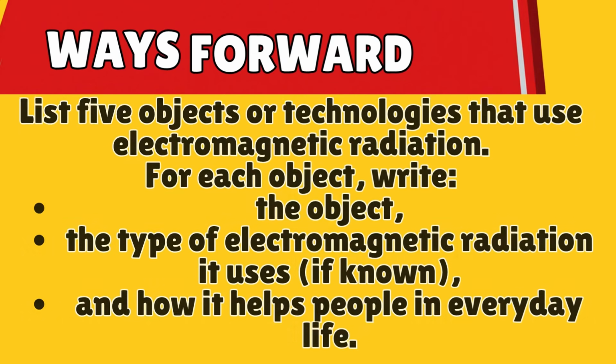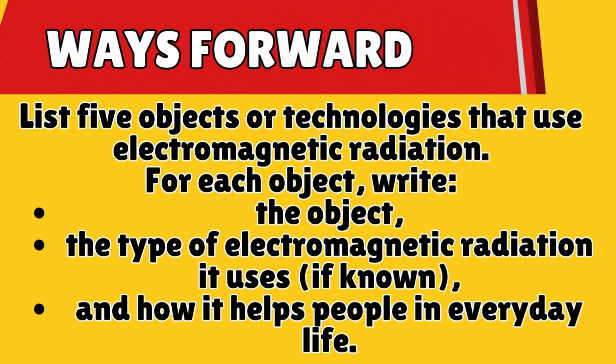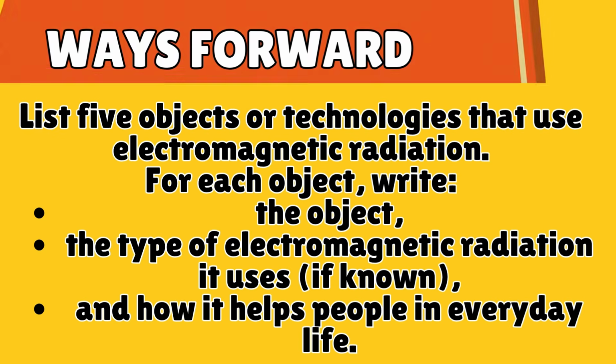How did you do, class? Did you get a perfect score? Congratulations on finishing this lesson. And now for ways forward. List 5 objects or technologies that use electromagnetic radiation. For each object, write first the object, next the type of electromagnetic radiation it uses, if known, and how it helps people in everyday life.